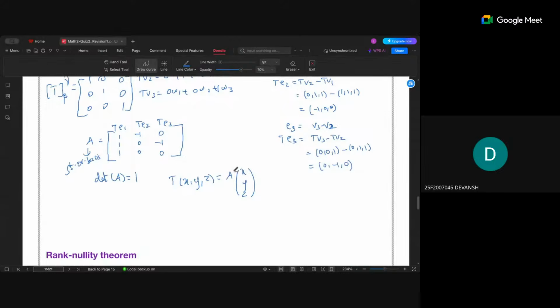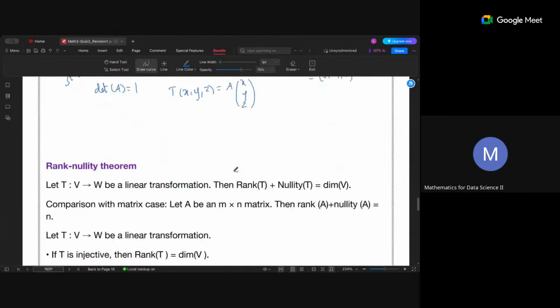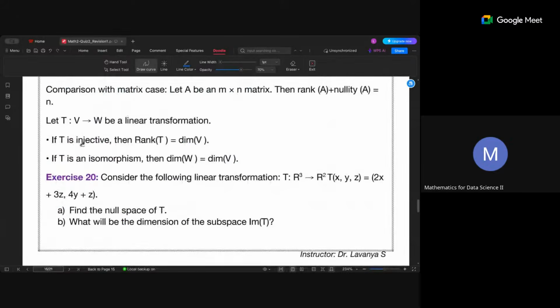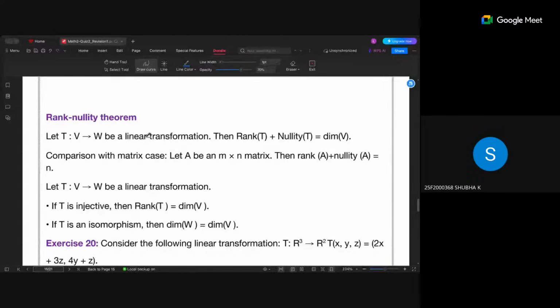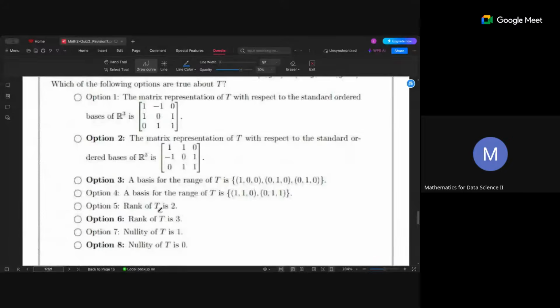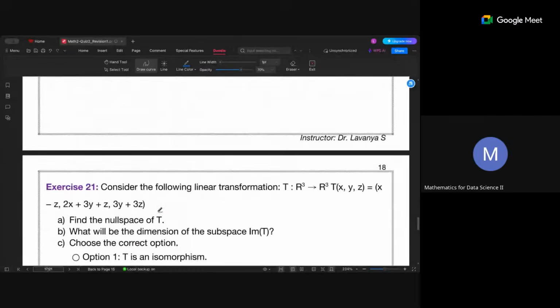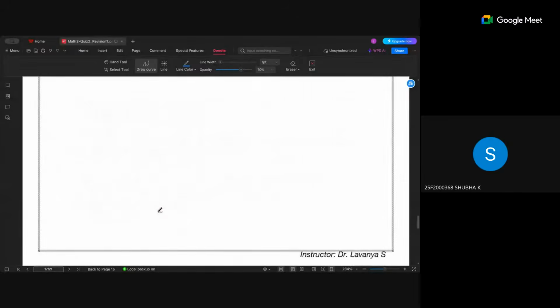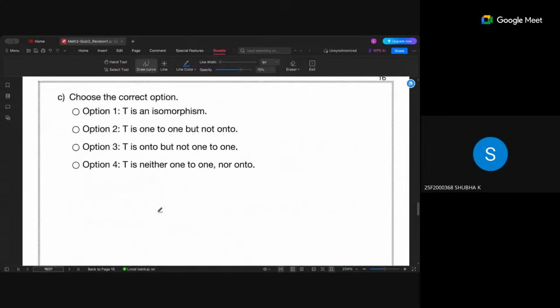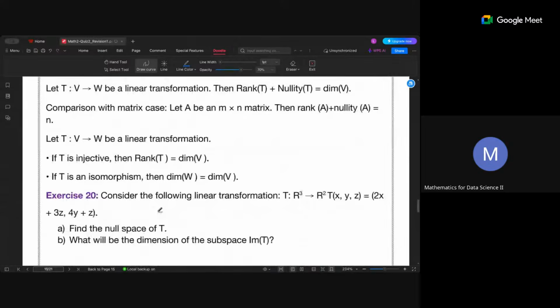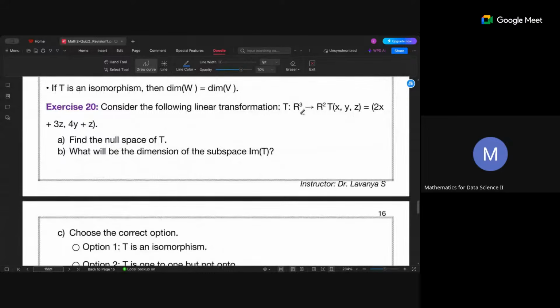So this is something I have already explained. T is injective means you have this, and T is an isomorphism means the dimensions are the same. This comes from the rank-nullity theorem. Let me quickly see how many problems are there. I guess there are 3 more problems. I'll try to tell you the logic of this.